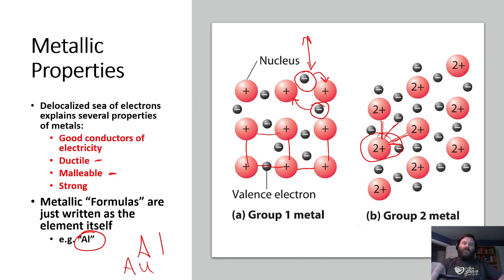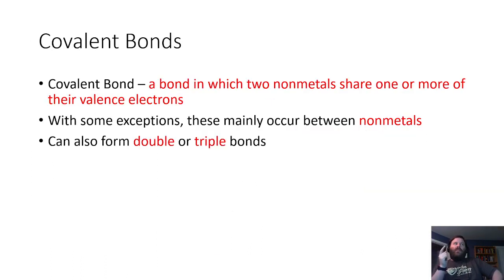Next up, the last type of bond is covalent bonds. So we've had ionic, which is between a metal and a nonmetal. We've had metallic bonds, which is between a metal and itself. And then finally covalent bonds, which is between two nonmetals.